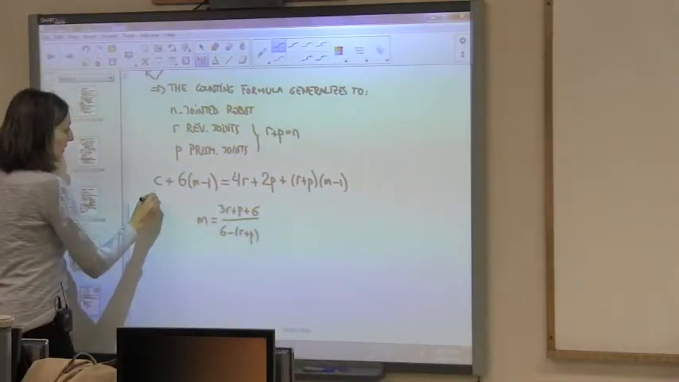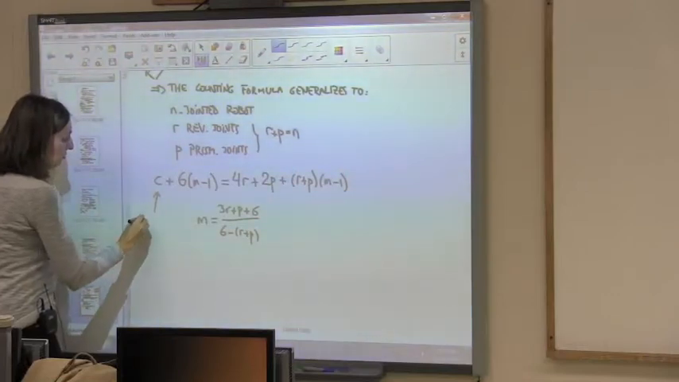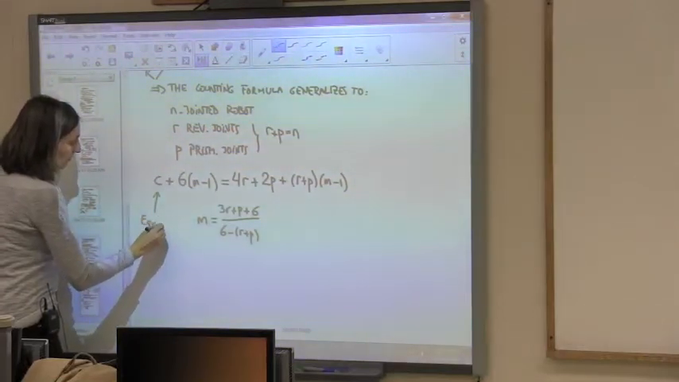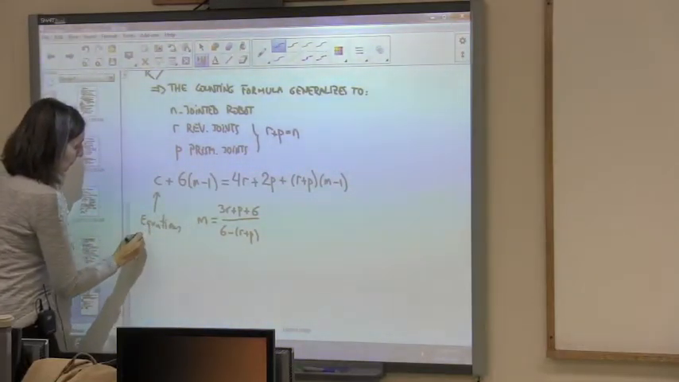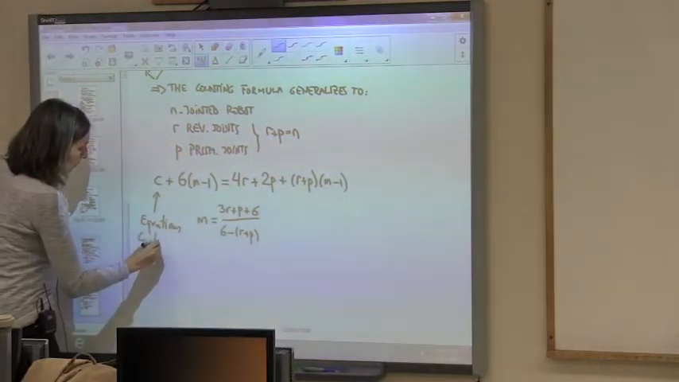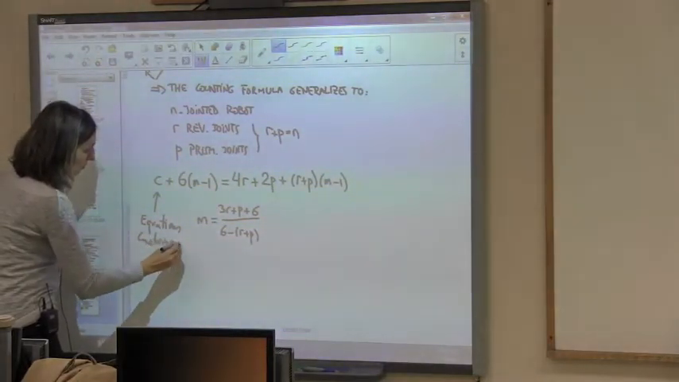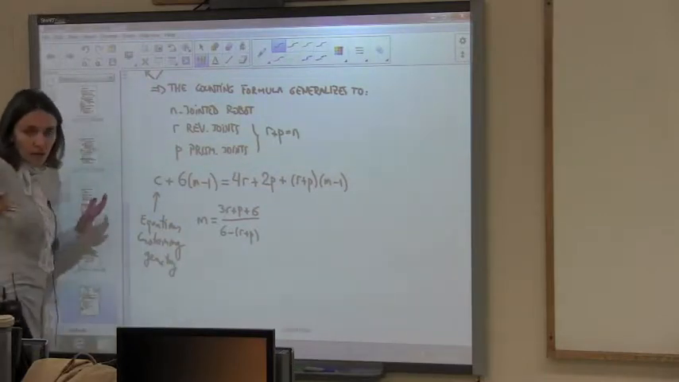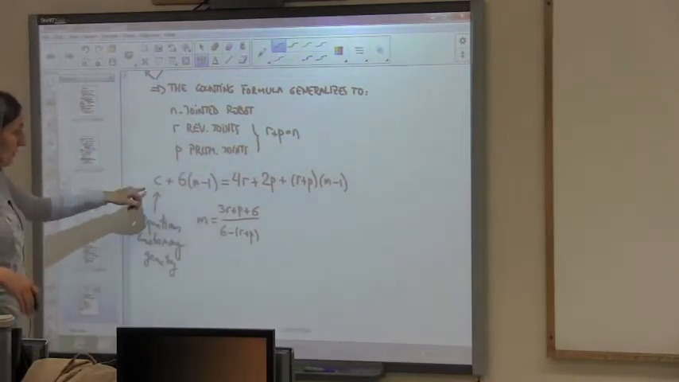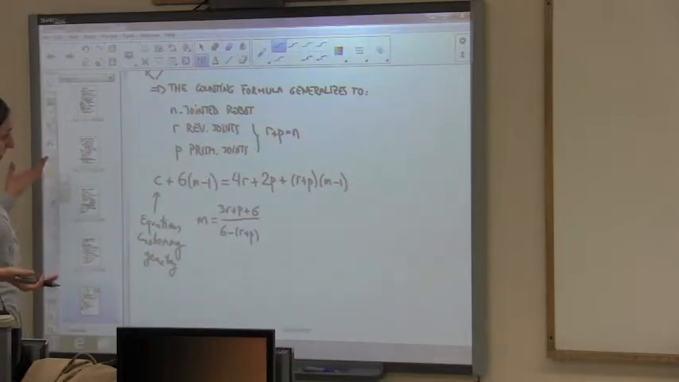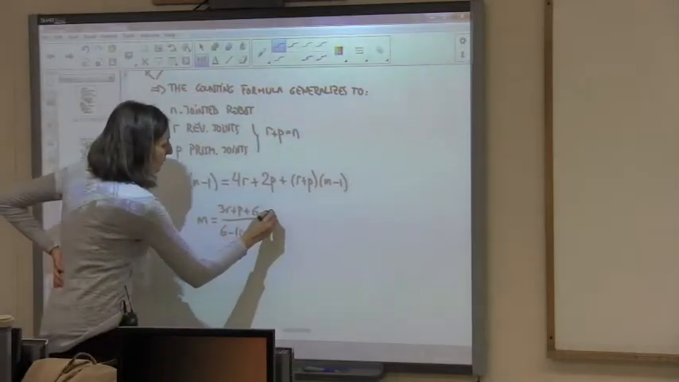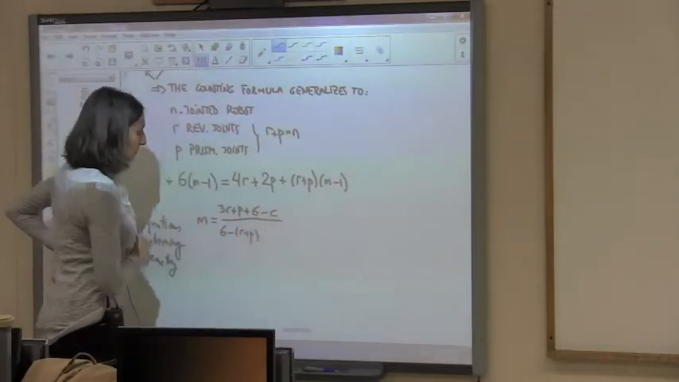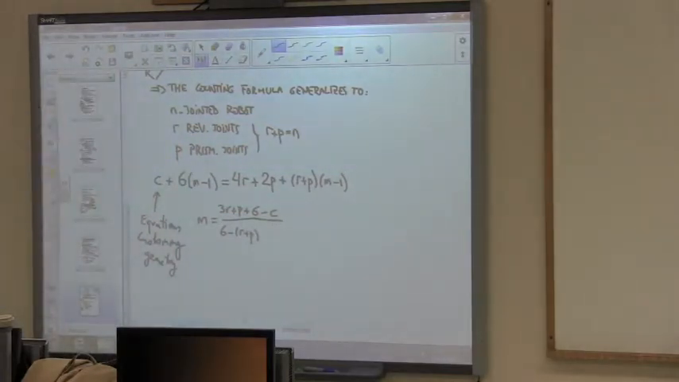C: equations constraining geometry. That can always be added. This is the most general case. If you add C, then it's a little bit less general. So you have to put a minus C here for the number of constraints, scalar constraints, each of them.